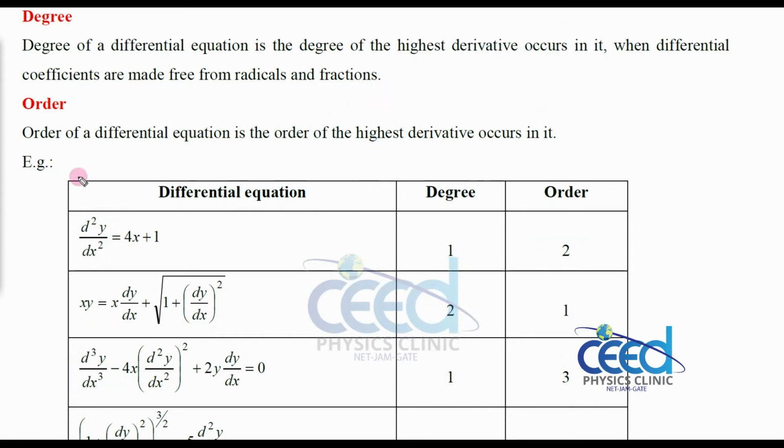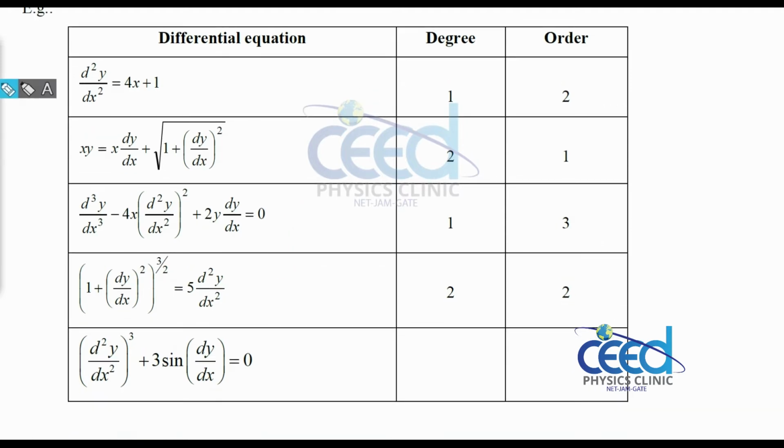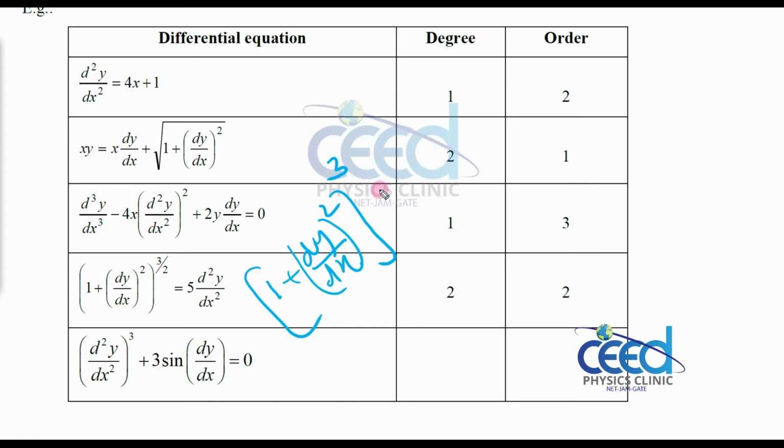Now let us do another question. See, (1 plus (dy/dx)²) all raised to 3 by 2 equals 5 d²y/dx². To do this we have to remove this fraction, right? When I am squaring both sides I can remove this fraction, that is (1 plus (dy/dx)²) cubed equals 25 into (d²y/dx²) the whole square.